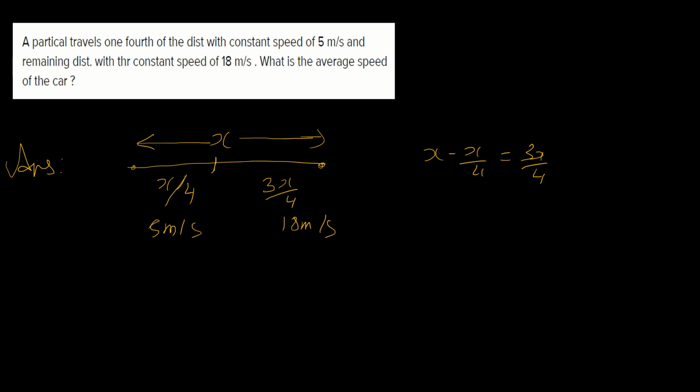Okay, now we need to find the average speed. We know the equation of average speed when the distance and time is given, which is total distance by total time. What is the total distance? x. Total distance by total time, t1 plus t2.